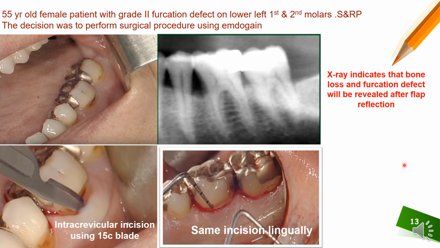Here we have a 55-year-old female patient with a grade 2 furcation defect in the lower first and second molars. After scaling and root planing, the decision was to perform a surgical procedure using the Emdogain. Starting the procedure following local anesthesia with the intrasulcular incision using a 15C blade, like we see here. The same incision is done lingually.